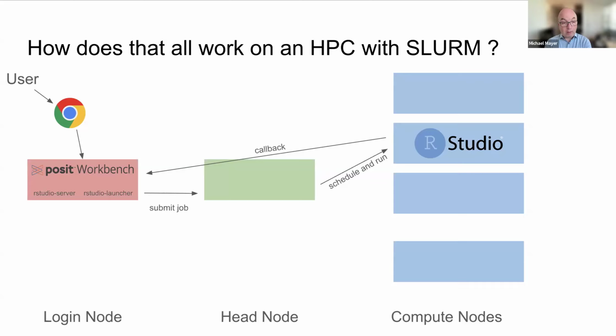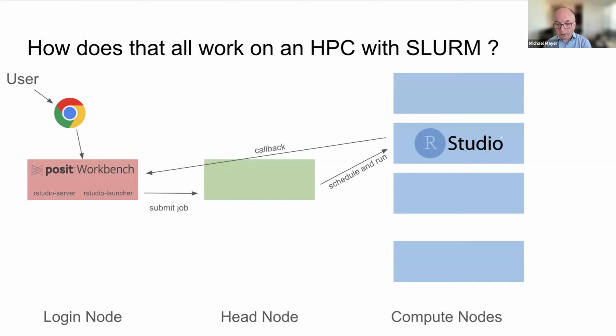And so whenever you launch a session or a Workbench job later on, the RStudio Launcher will transform and eventually submit that job to the head node where the Slurm controller daemon is living. The Slurm controller head node will then decide which node it should run your RStudio session in that case, and will schedule and run it on that designated node.